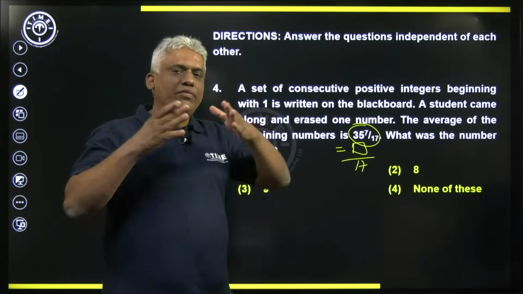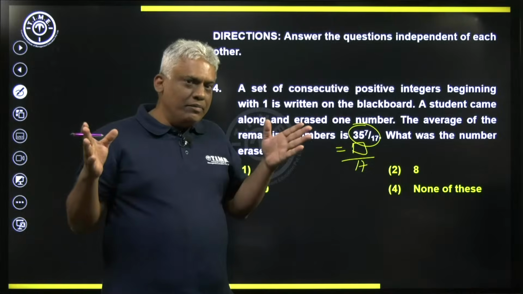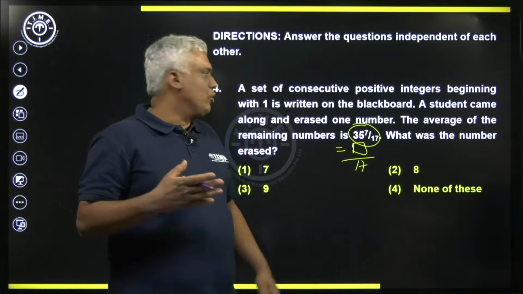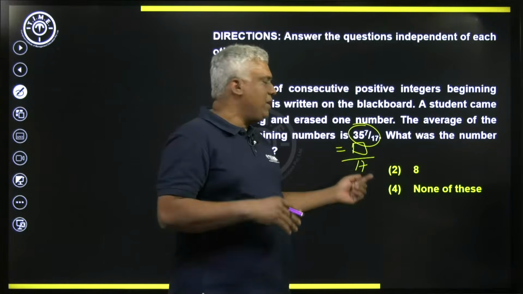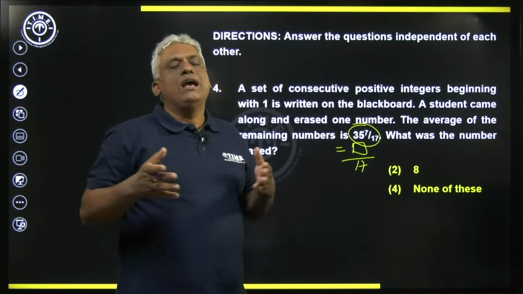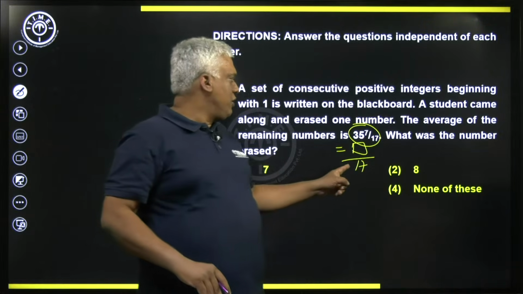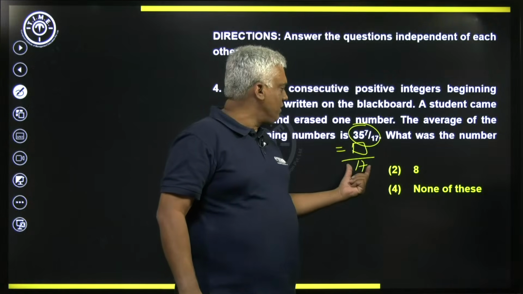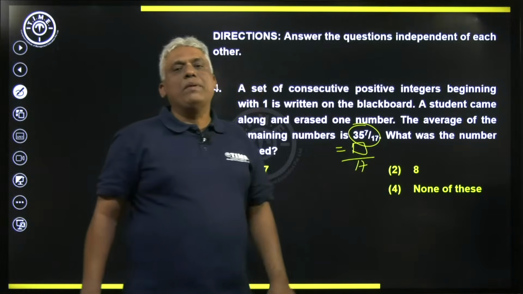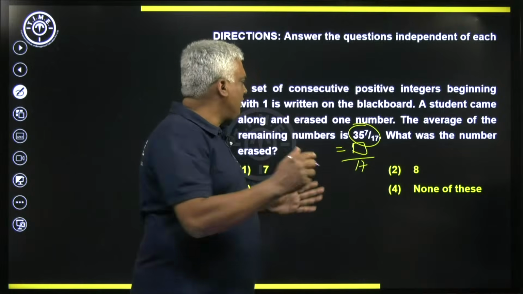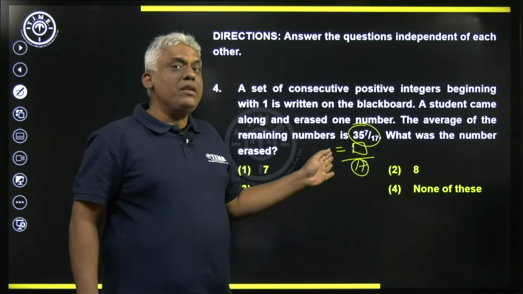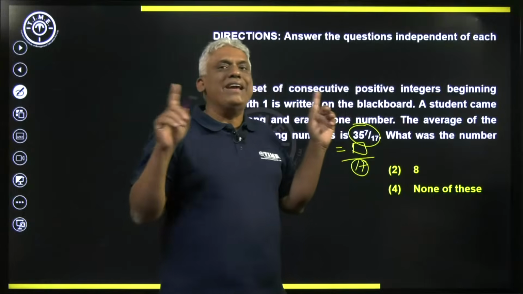That means after erasing one number, the number remaining is either 17 or a multiple of 17. It can be maybe 34 or 51. Maybe some factors got cancelled and we got 17 in the denominator. So here we know that after erasing one number, whatever numbers are there, the number of numbers has to be a multiple of 17. Now, let's say there are 17 numbers remaining, then originally there are 18 numbers.